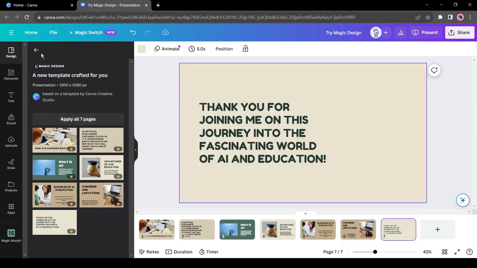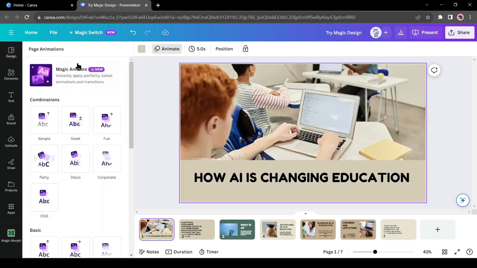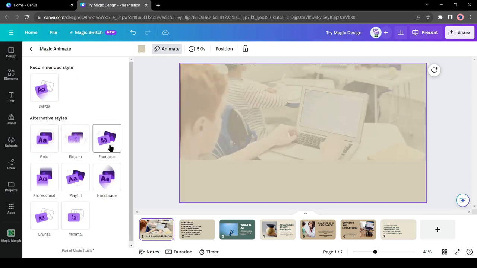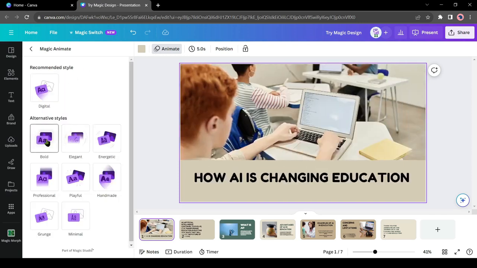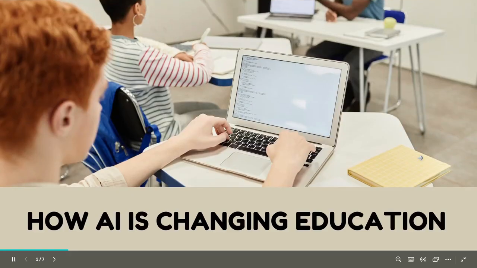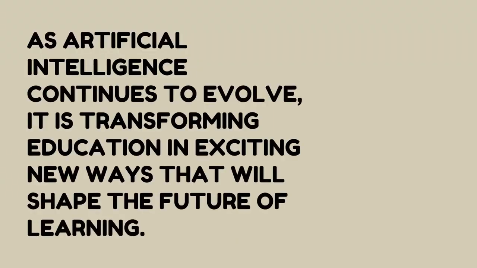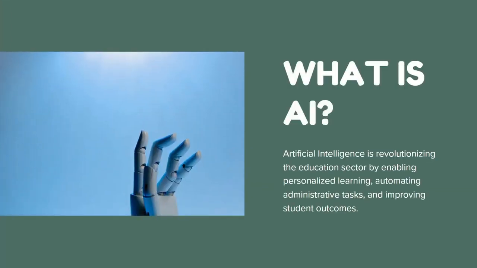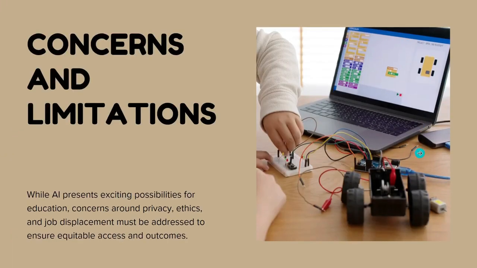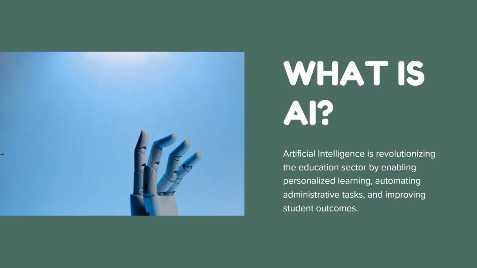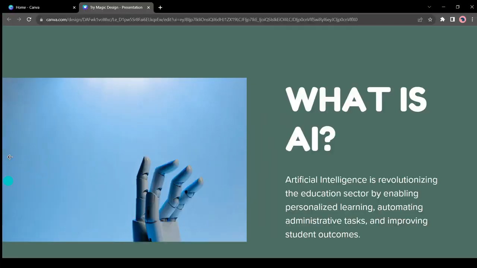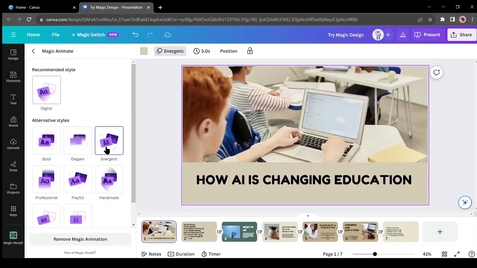Now let's talk about another new tool. Click on the Animate button from here and then select Magic Animate. There are some magic animations. If you select one of these, the whole presentation will be animated automatically. Let's see how it works. That's amazing. It looks like a professional presentation maker. I really love this one. Alright, let's move forward to the next tool.